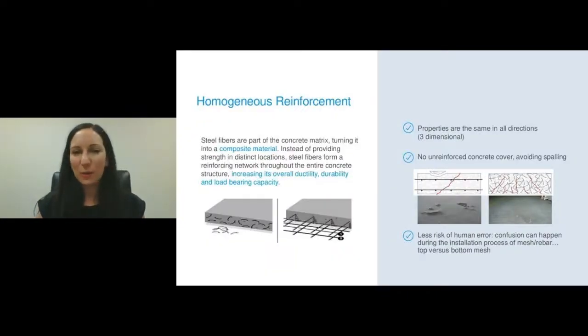Right, so a few key points. Steel fibers are going to provide a homogeneous reinforcement rather than a 2D planar reinforcement. So it does create a composite material as it's a three-dimensional reinforcing throughout the full depth of your concrete section. So you're going to get much better ductility, durability, and flexural capacity. And you also are avoiding unreinforced concrete cover, which is usually where you would have spalling at the top of your slab section. And there's less risk for human error, right?